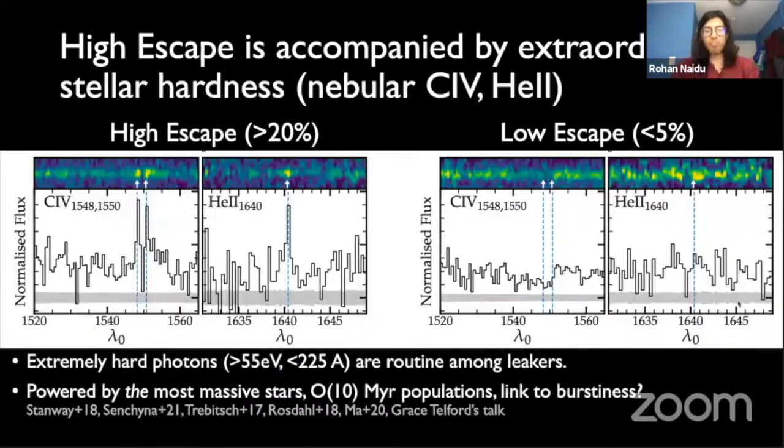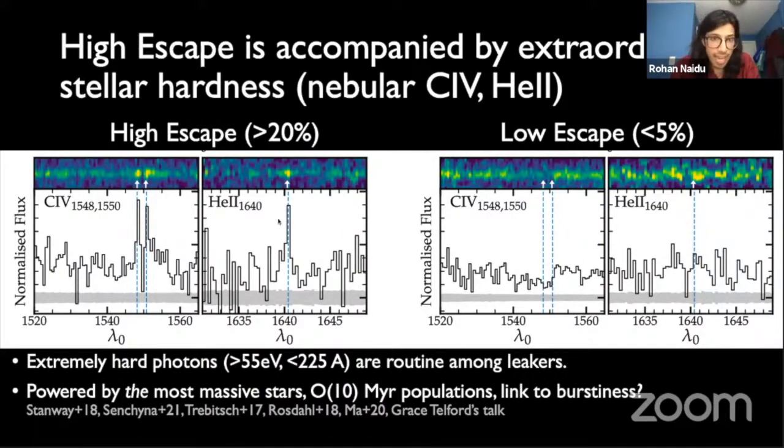The feature I'm the most excited about, though, is the extraordinary stellar hardness that we see in the high escape stack. So we see nebular carbon-4 and nebular helium-2 in the median stack. I want to really emphasize that this is the median stack. It's not just 1 or 2 random oddball galaxies that are emitting helium-2. This is more than a dozen galaxies, and we are seeing these really hard lines in the median stack. The low escape sources had no signs of these very hard lines.